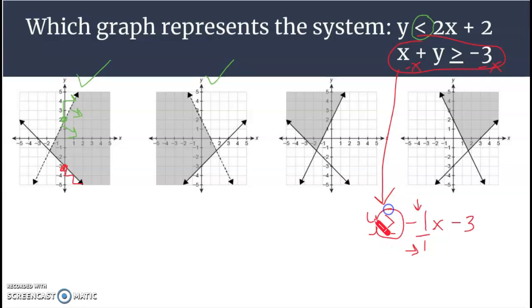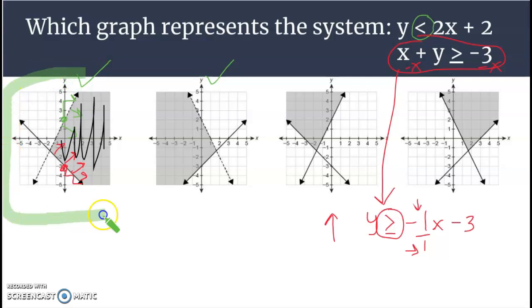Greater than or equal to, solid line, shade above the line. Notice the solid line, and every time we shade above, that represents the solution there. See, the two shadings intersect in this region. Our correct graph, therefore, is this one right here, just to be sure.